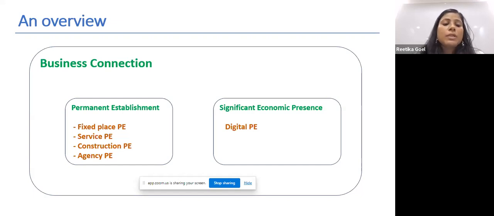Then we talk about service PE, where there is frequent travel of employees from one country to another without transfer of payroll from the home country to the host entity. Whenever employees travel from one country to another, there has to be an entity who sponsors the visa for those employees traveling abroad. So if employees are traveling, there has to be a domestic entity who is sponsoring.